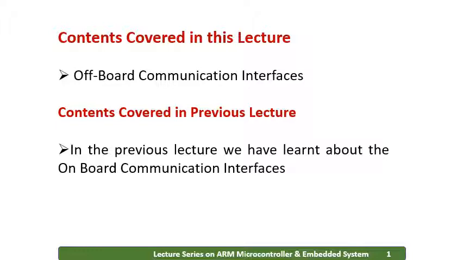Off-board communication interfaces again come in several variations. It starts with the basic RS-232, RS-422, RS-485 and so on, to USB, Zigbee, Ethernet or Wi-Fi. So it goes on depending on how you want to communicate with the other systems or devices which are not on your board. So in today's lecture we'll study the off-board communication interfaces which will communicate with the devices present off the board.